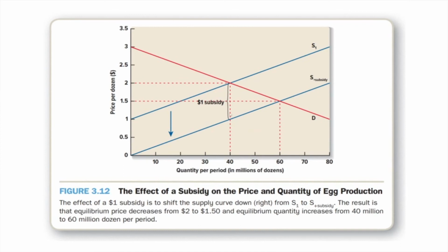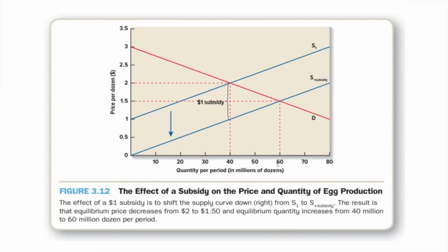Okay, so we're actually driving this down. The net effect of that then is to decrease the price to you and me. So we see this was the price, $2. Now because of the subsidy, the price has dropped. In fact, it's dropped to $1.50. And not only has the price dropped, but look at what has happened to the quantity supplied. It was 40 million. Now they're willing to supply 60 million.